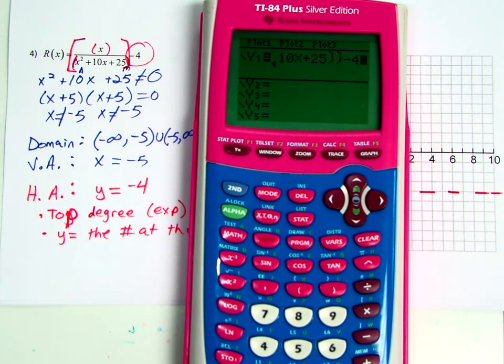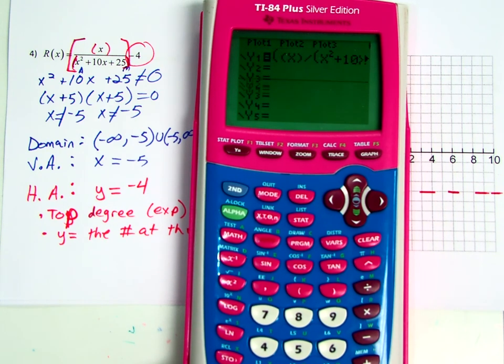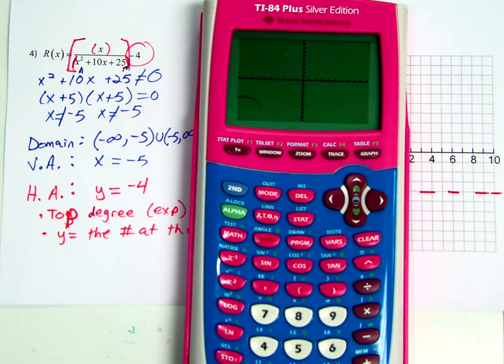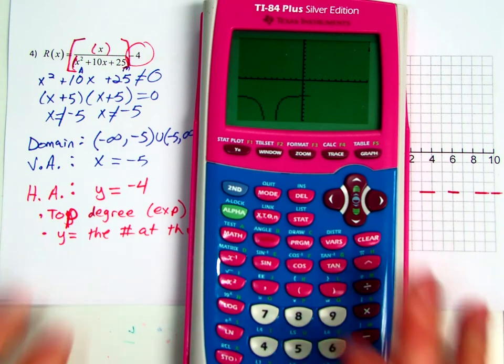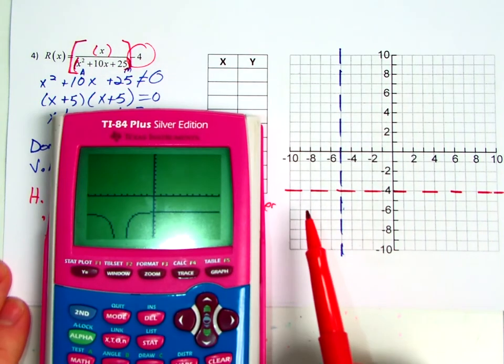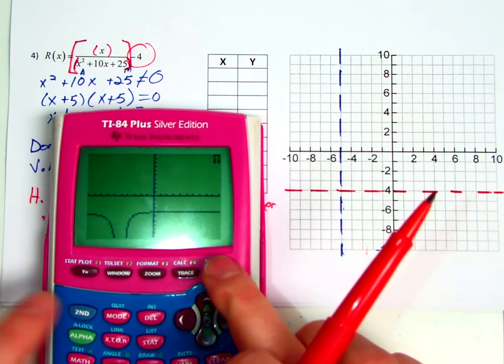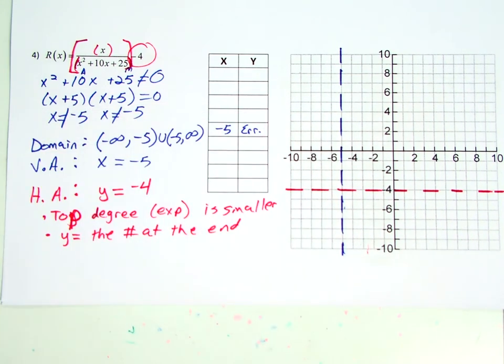Now if you actually used the fraction function, that would probably be easier to type in, but you're going to get fractions in your table instead of decimals, and I'd rather graph a decimal than a fraction. So I prefer to put it in this way so I can avoid the fractions. So graph. When I look at this, I'm going to have something happening here and here, but let's look at our table to get our values.